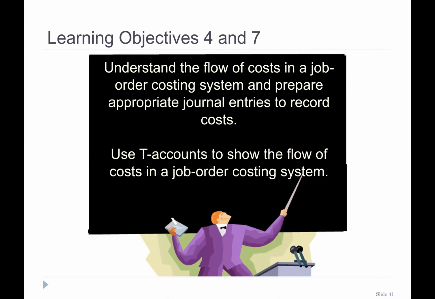Okay, so our learning objectives 4 and 7, we left some of learning objective 4 in our previous class. So let's complete the two objectives here. Number 1, understand the flow of cost in a job order costing system and prepare appropriate journal entries to record the cost. Use T accounts to show the flow of cost in a job order costing system.